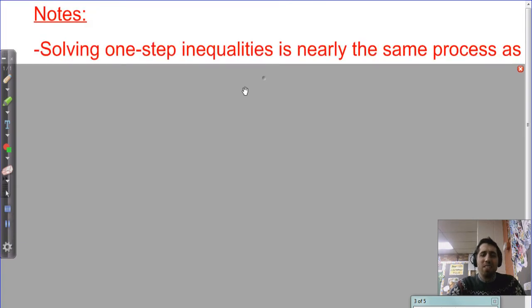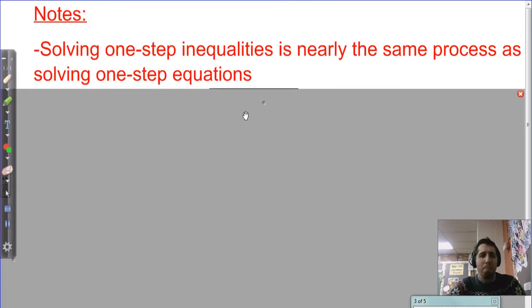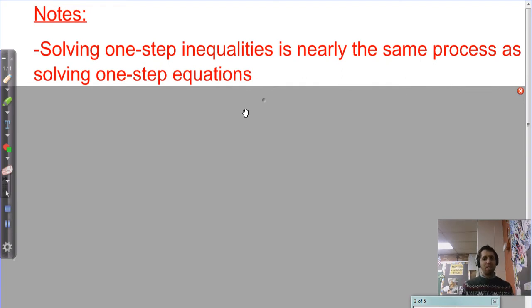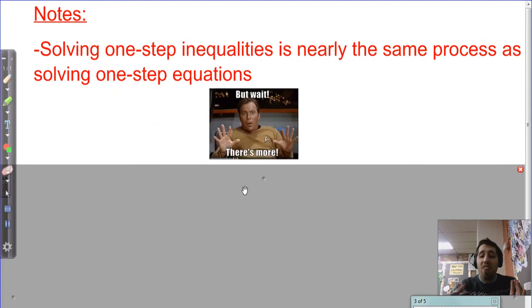Notes. Solving one-step inequalities is nearly the same process as solving one-step equations. It's almost the exact same thing. We saw that yesterday. The only thing is we have a different little symbol, and we plot them on a graph because there's an infinite number of solutions instead of just one. But wait, there's more, because it's not the exact same thing.